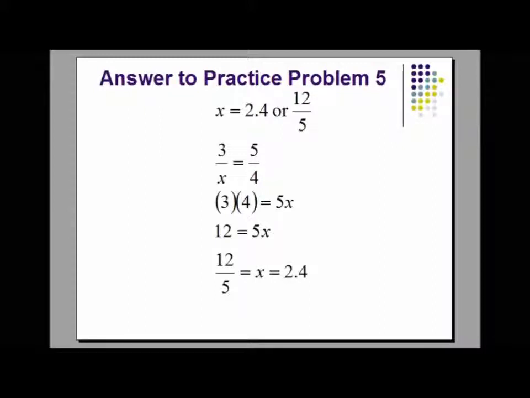Here's the answer to practice problem 5. It's 2.4 or 12 over 5. We set up a proportion with corresponding sides so that 3 over x equals 5 over 4. Cross multiplying gives us 3 times 4 equals 5x. We have 12 equals 5x. Dividing both sides by 5 gives x equals 12 over 5 or 2.4.